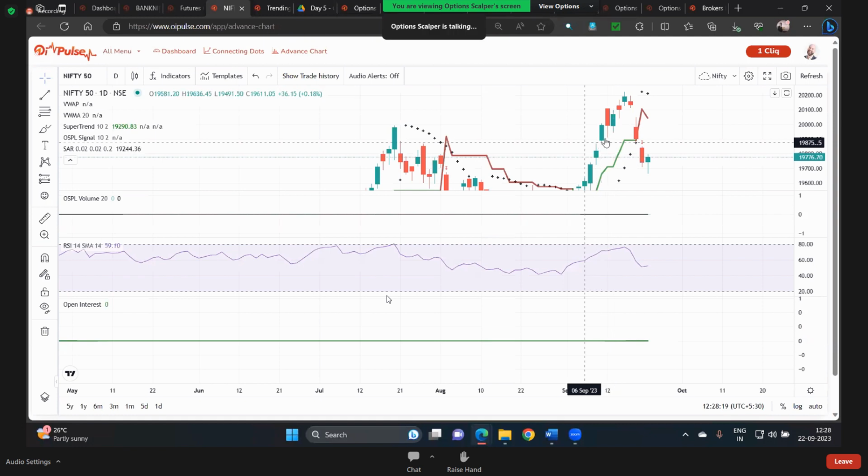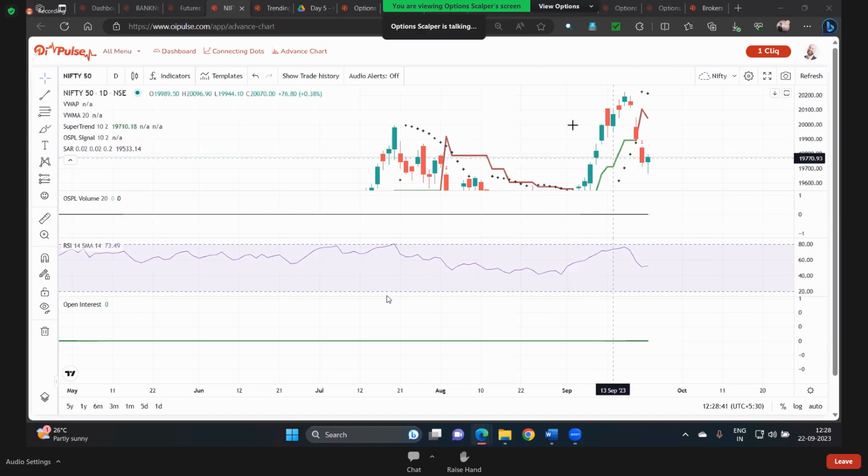So the market made a new high on this particular day. What they did is they went exactly to 20,000 odd levels and then they closed. The adjusted closing on that particular day was 20,000 exact, to be precise, on the index. How will I be able to do it?